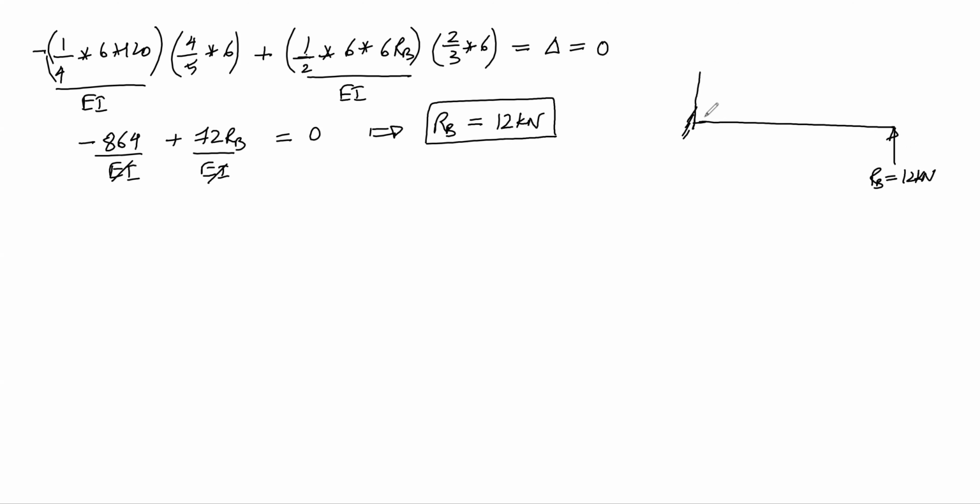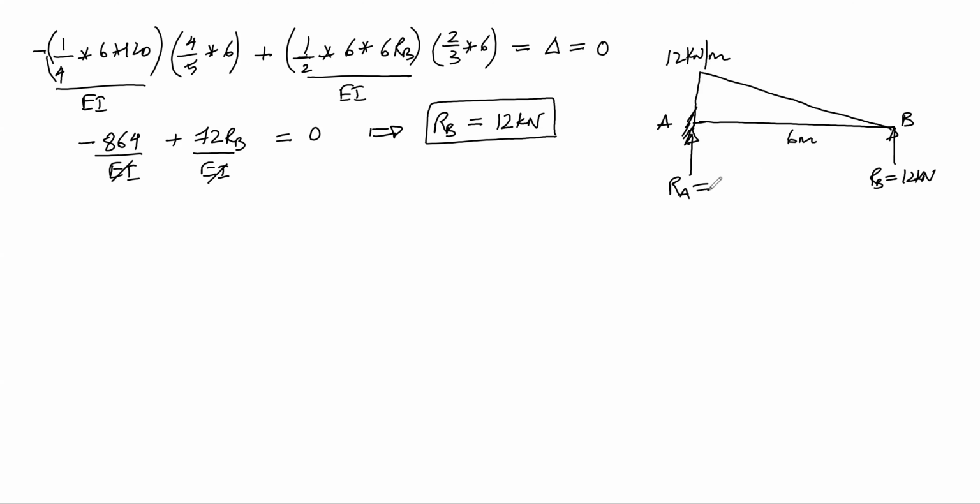and there is a triangular load of 20 kilonewton per meter. This is point A and this is point B, and this is 6 meters. And because there is a fixed support at point A, we will have a vertical reaction here. So let us take this as reaction at A.